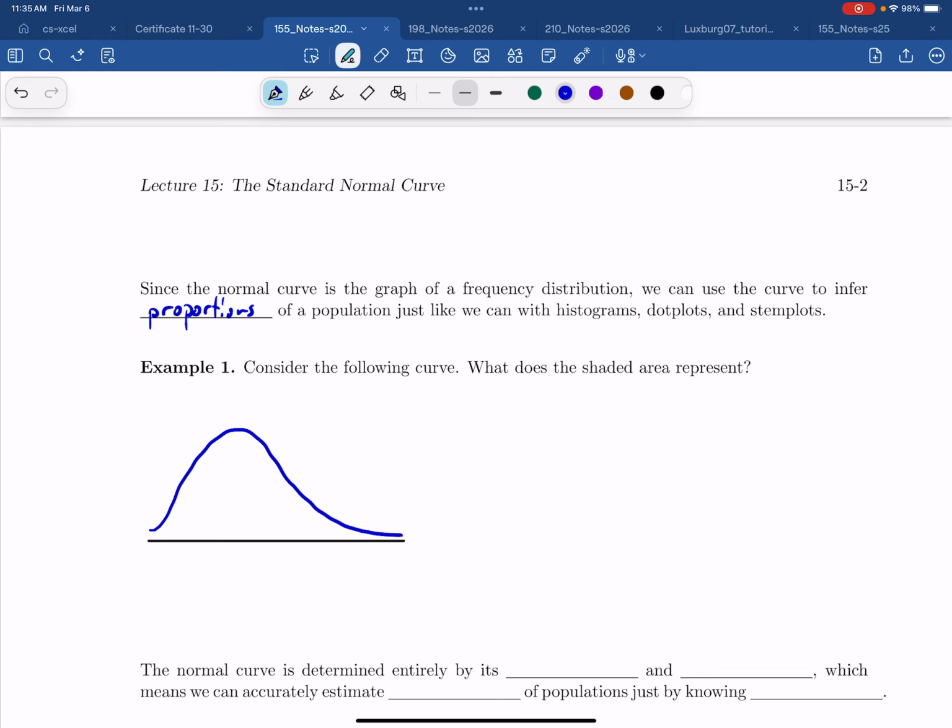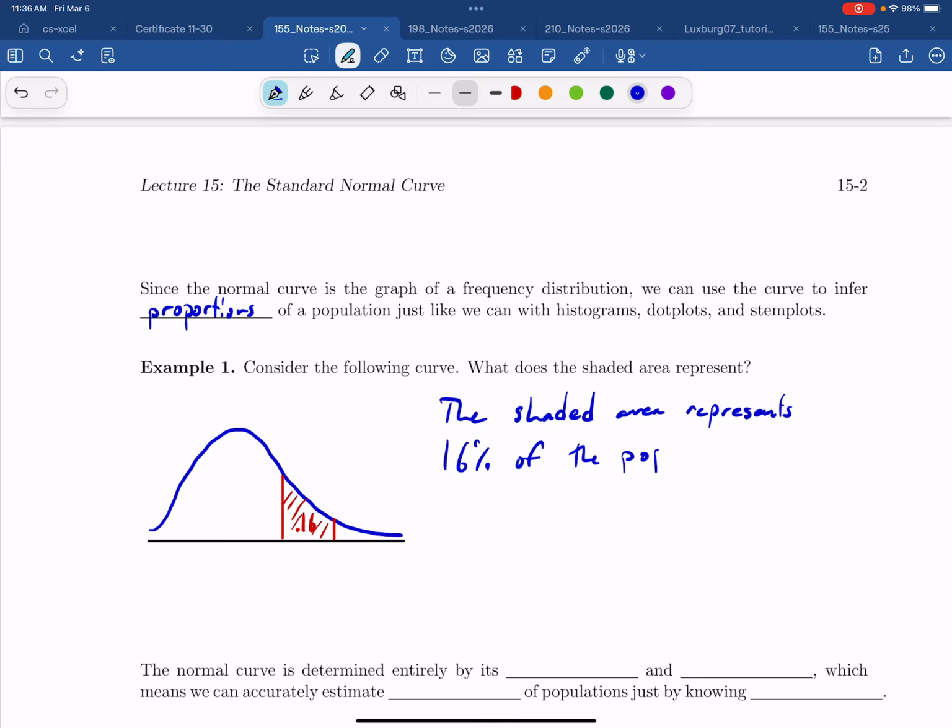This isn't even a normal curve, but suppose that we had a graph like this, and suppose the area underneath this section right here was 0.16. You could ask, what does the shaded area represent? Well, we'll shade it, and we could say the shaded area represents 16% or 0.16 of the population.